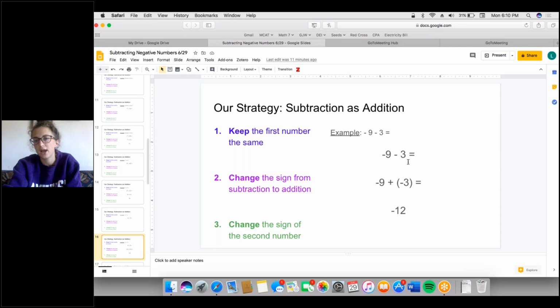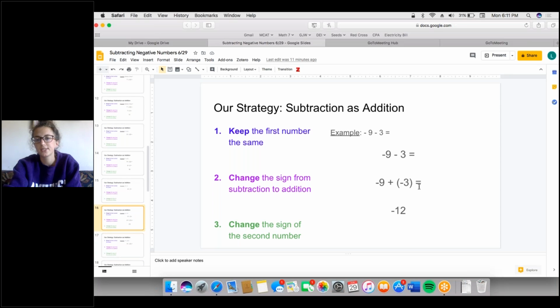In other words, subtracting 3 is the same as adding -3. Now I have -9 plus -3. This sign is the same, so I just add them and then slap on a negative.